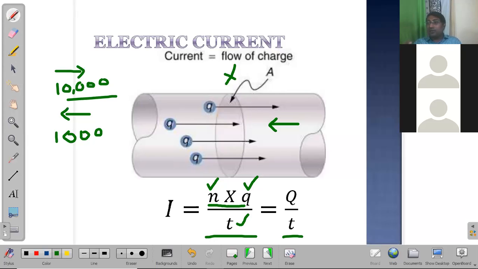It's like what is the cost of total number of chocolates? One chocolate is 10 rupees into 100 chocolates. 10 into 100 is 1000 rupees. That's what I just told you. Number of electrons into charge of a single electron.